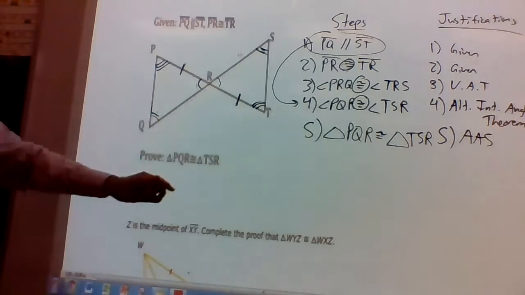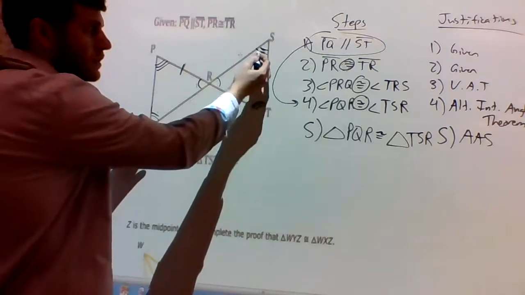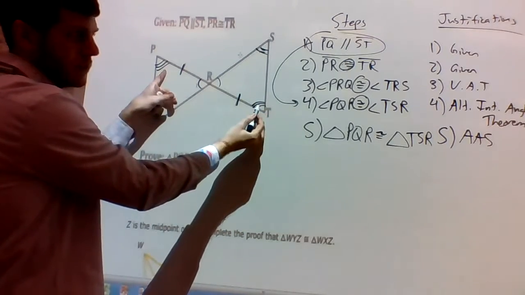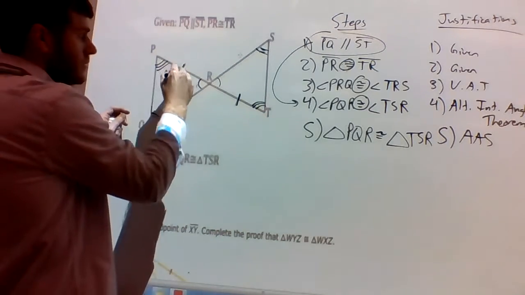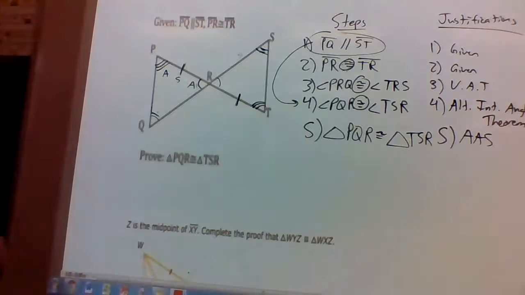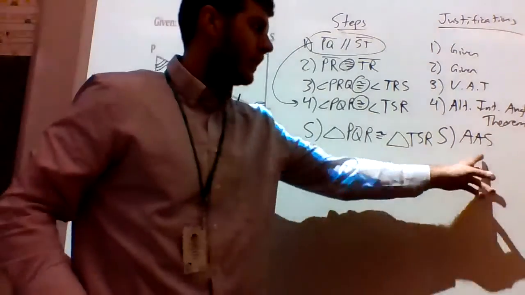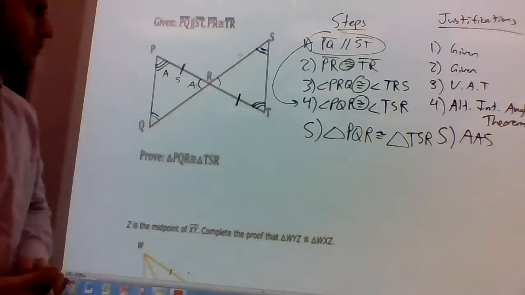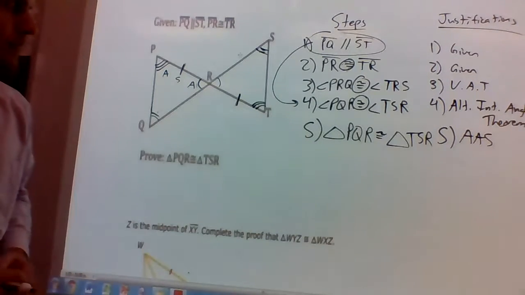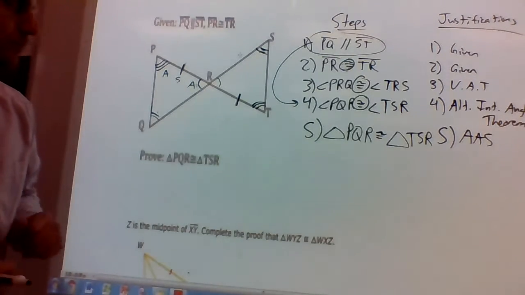Or if we had chosen, instead of using these alternate interior angles, to use these alternate interior angles, we would have had angle, side, angle. And then we could have used angle-side-angle to prove that the triangles were congruent. So this one, there were actually three different ways we could have approached it.